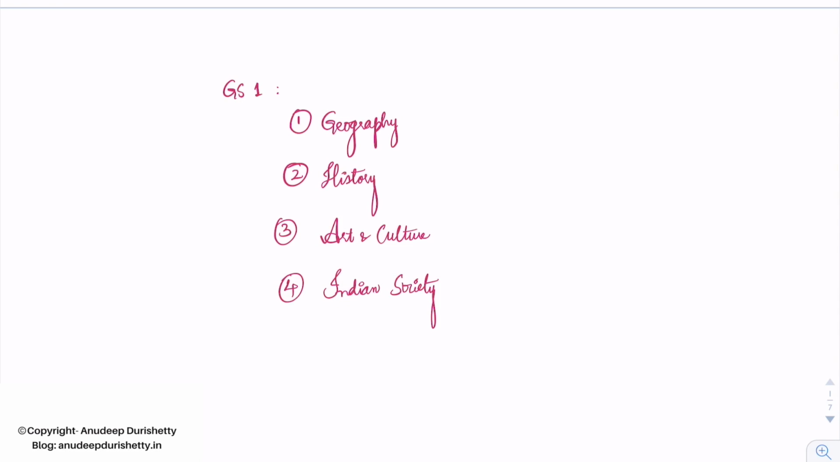The syllabus of GS1 can be sliced into 4 sections: Geography, History, Art and Culture, and Indian Society. Now let us examine how we can write good answers for each of these sections.